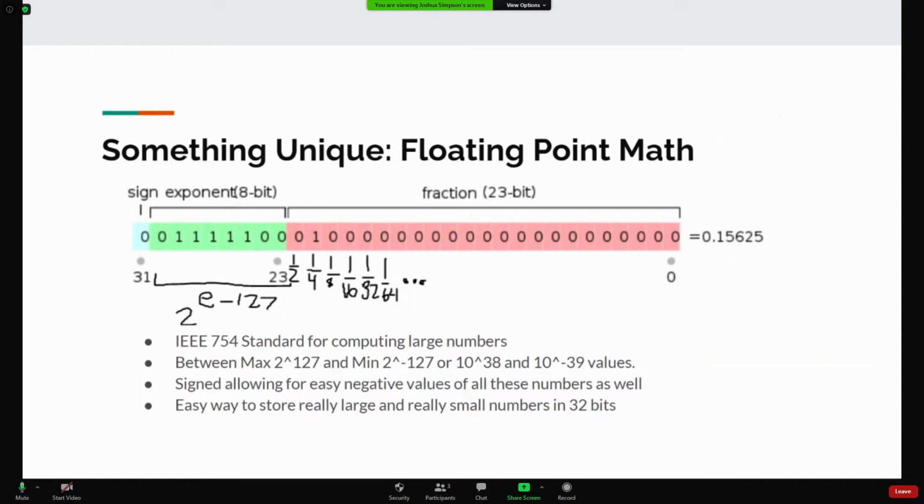The cool part about this is that it allows these values to be stored in only 32 bits, so it allows much larger numbers in smaller amounts of bits, and it's signed, so it's really easy to translate between signs when needing to use them.